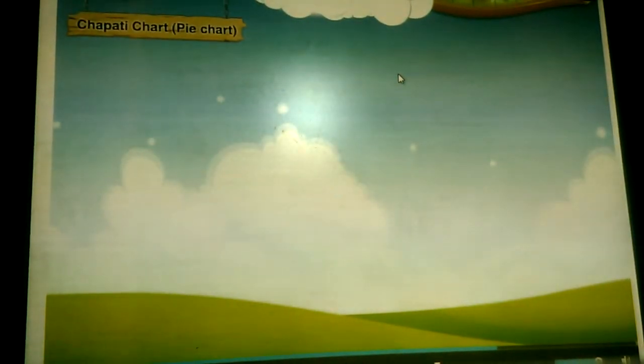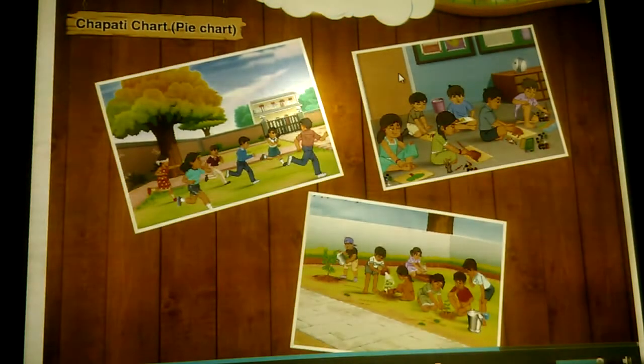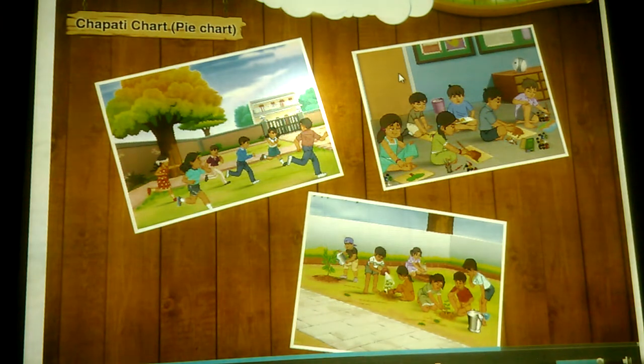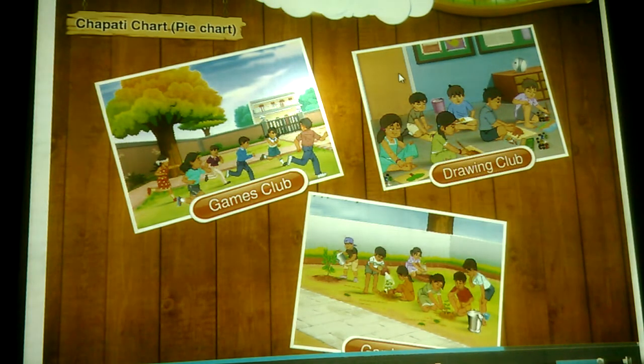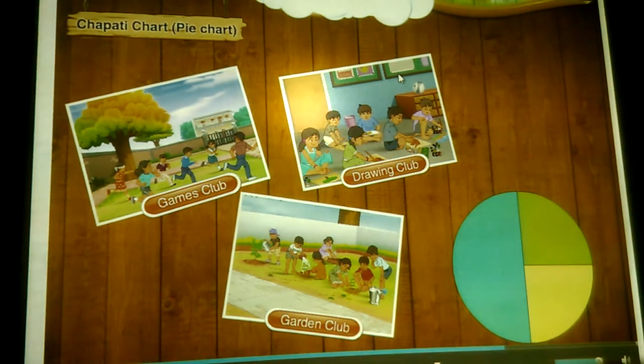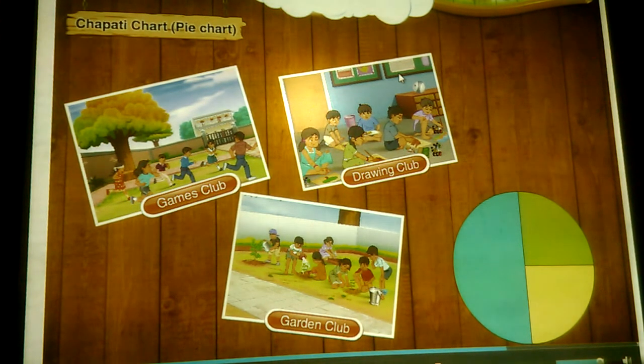Chapati chart, pie chart. All the children of a school take part in different clubs. As shown in the picture, some children take part in the garden club, while some have taken part in the games club and the drawing club. Here, the number of children participating in different clubs is shown in the chapati chart, that is, a pie chart.